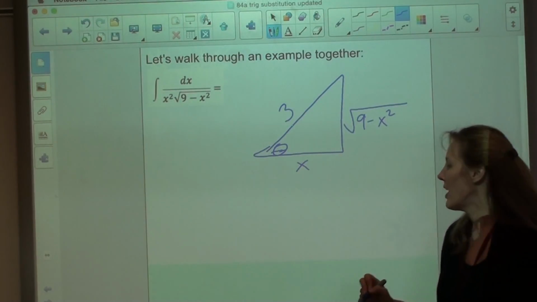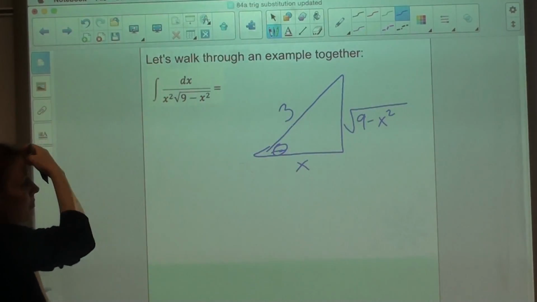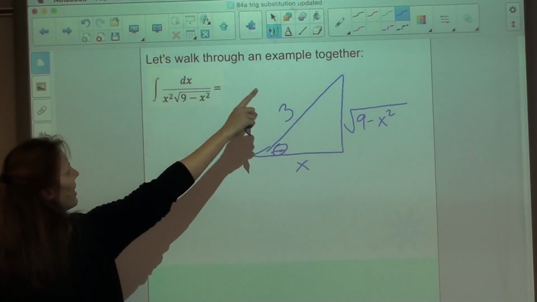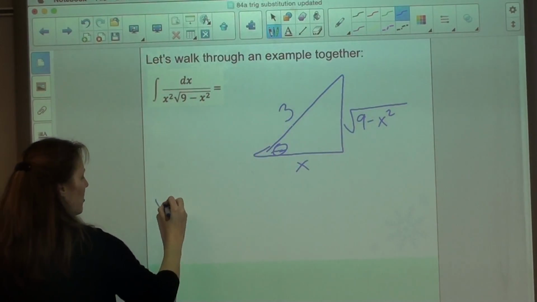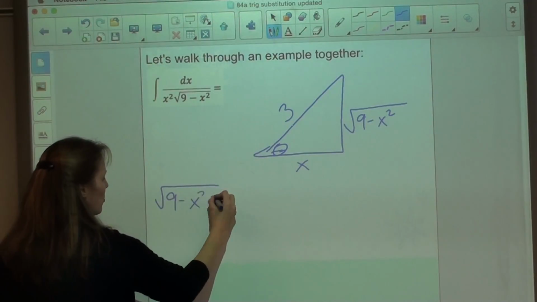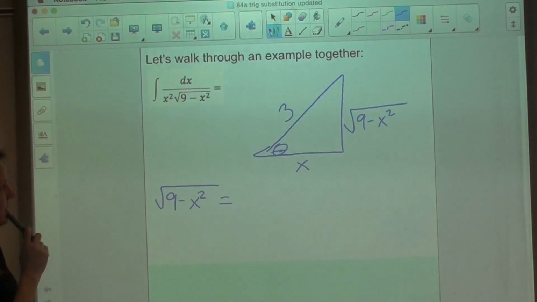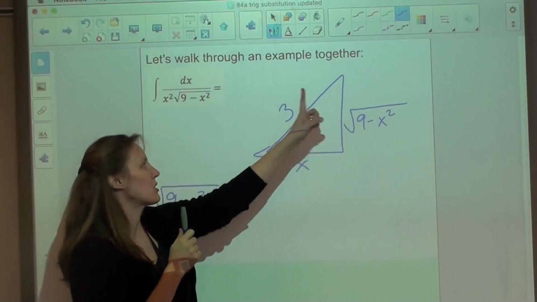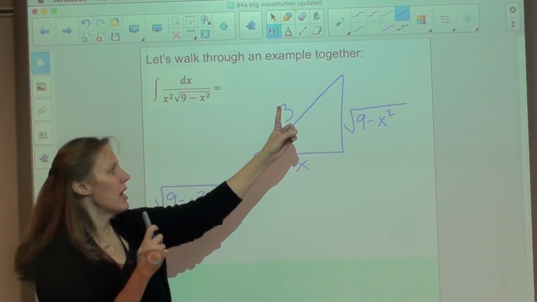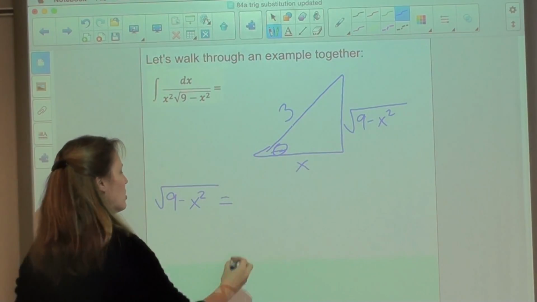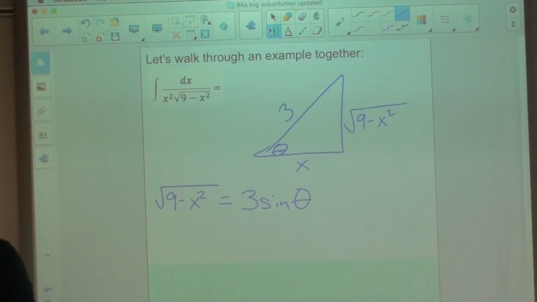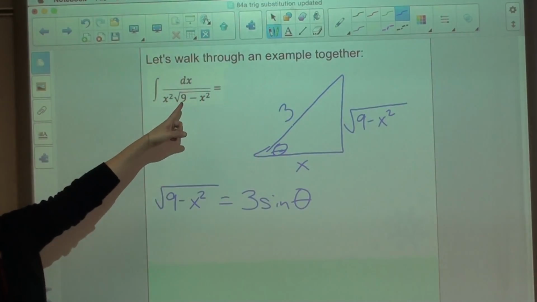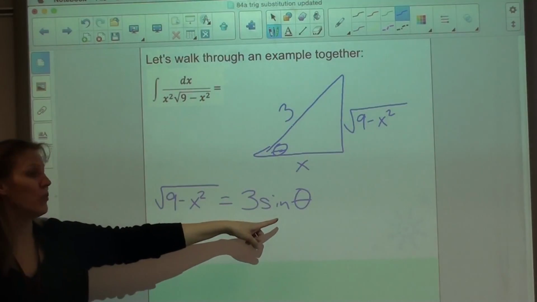What we're going to do now is write what the square root of 9 minus x squared equals in terms of the triangle so that we can replace it in our problem. So we have root 9 minus x squared. Well, I know that the sine of theta equals root 9 minus x squared over 3, right? So that means root 9 minus x squared must just equal 3 sine theta. So I can, in my integral, replace the root 9 minus x squared with 3 sine theta.